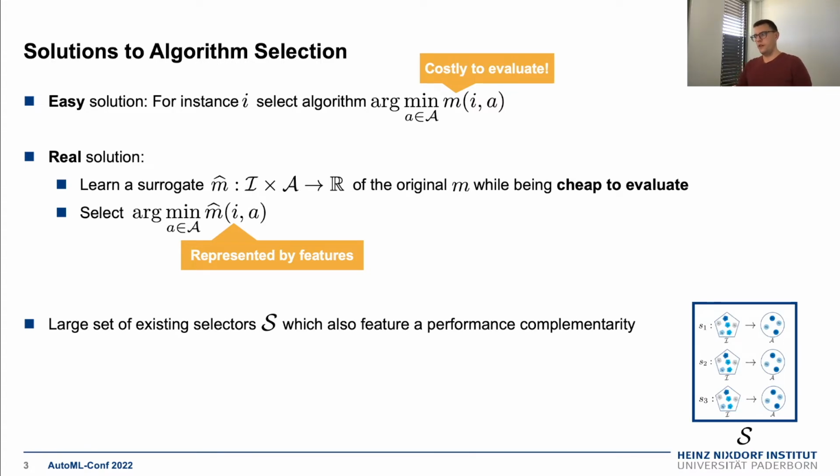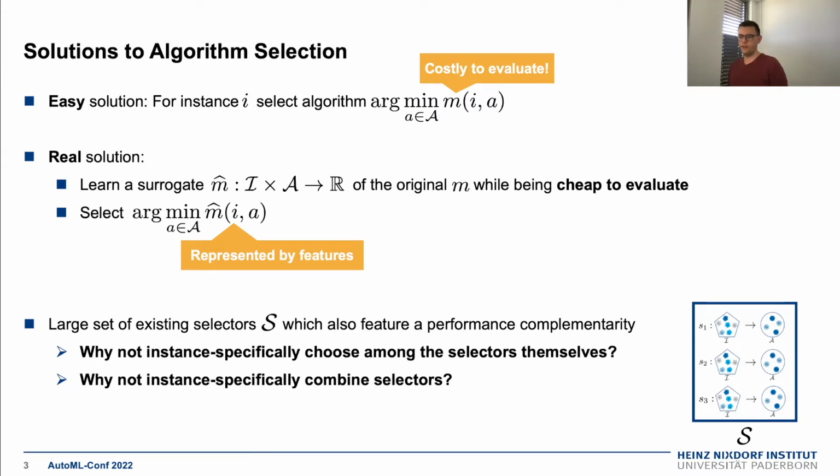Now, since the problem has been around for quite a while already, there exists a large set of existing solutions, or more precisely algorithm selectors, here denoted as large S, which also feature performance complementarity, in the sense that on some instances, some selector makes a better recommendation. And then, of course, two important questions come to mind. First, why don't we just choose instance-specifically among these algorithm selectors? And in fact, why do we choose one of the selectors at all and not just combine multiple selectors, or more precisely their suggestions, in order to come up with a hopefully better suggestion?